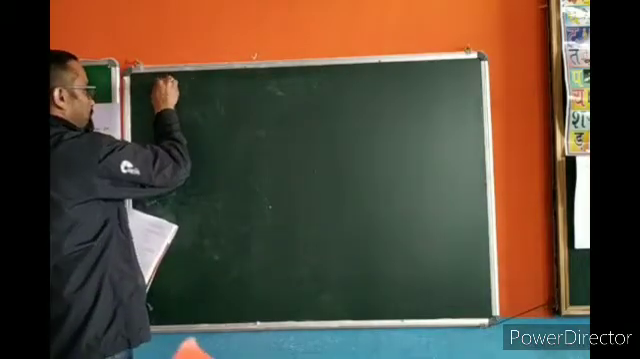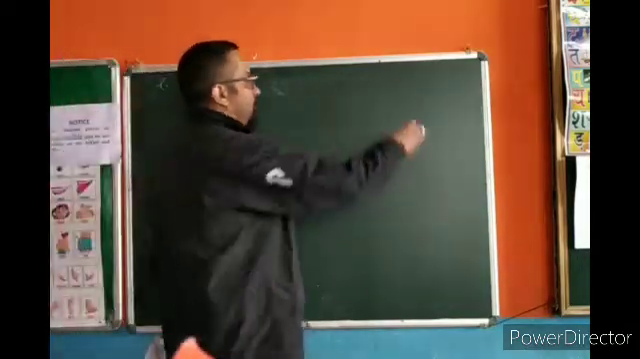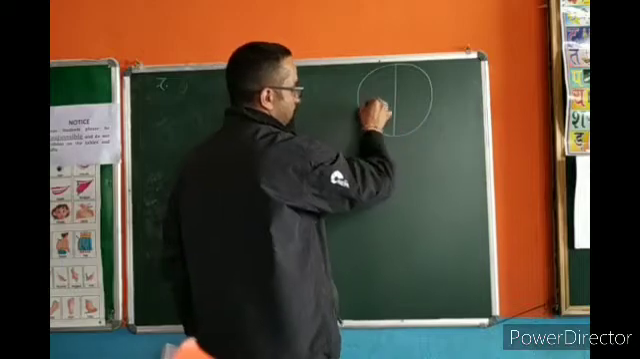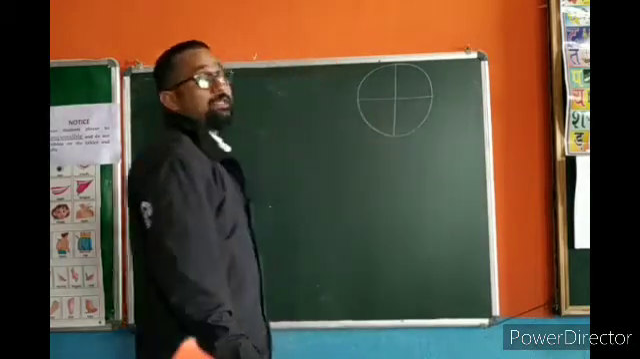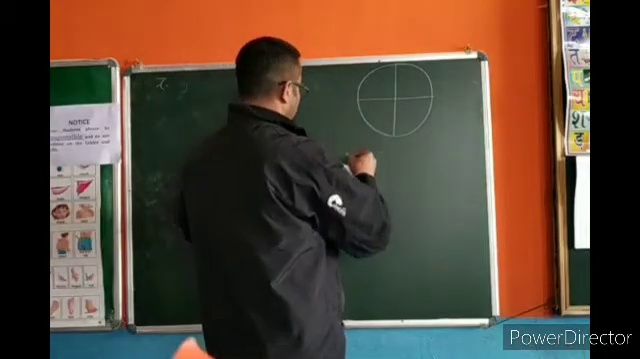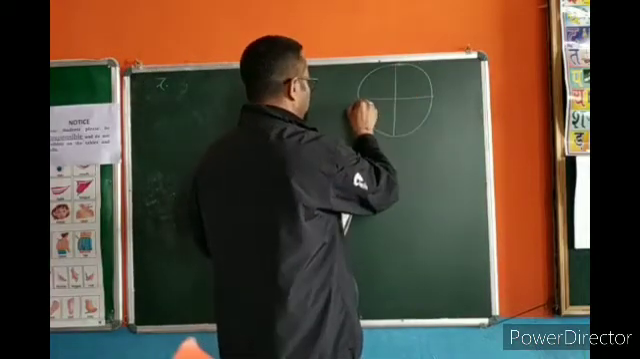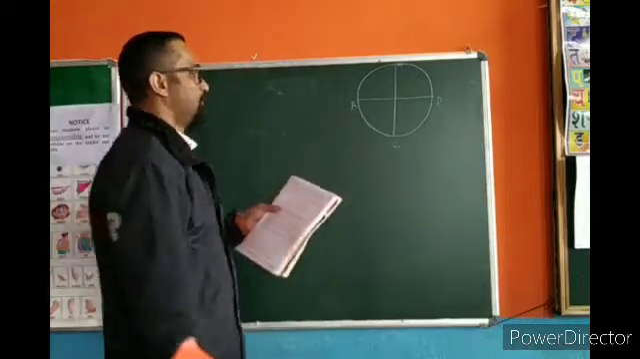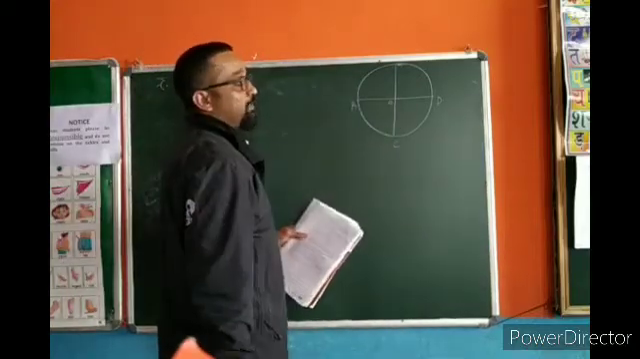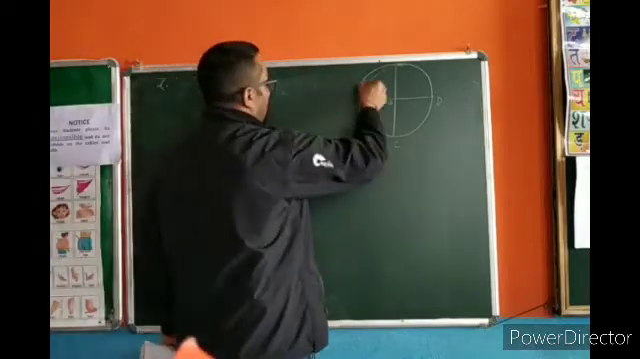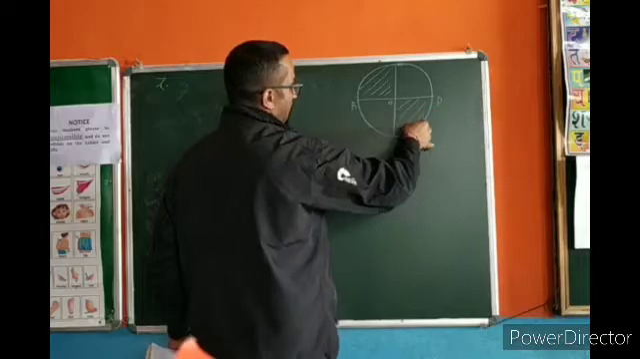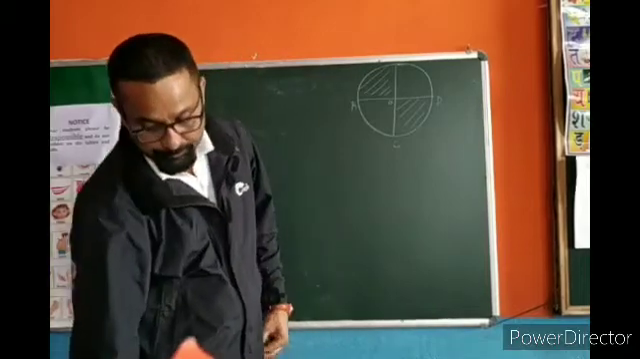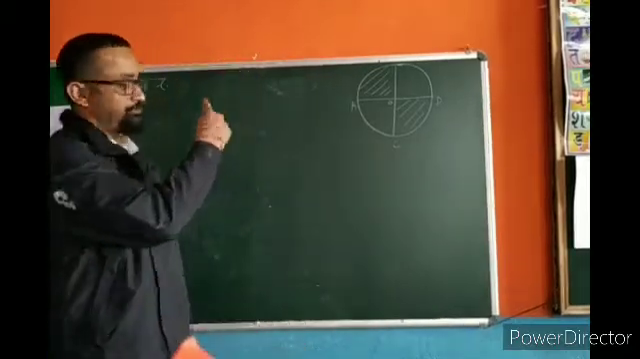Question number 7. It is diagram based. You have a circle. This circle has been divided in 4 parts by diameters. You have A, B, C and D. AC and BD are 2 diameters. They intersect each other at O, that is the center of the circle. And 2 parts of this figure has been shaded. Question says that calculate length of AC and circumference of the circle.